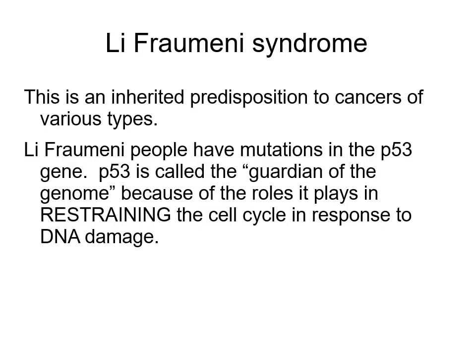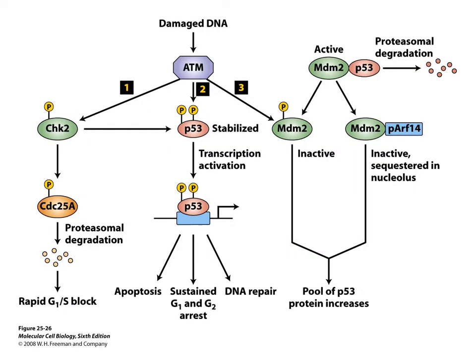So this is an inherited predisposition to cancer. It's not that they're inheriting their cancer, but they have a high likelihood of developing cancer in their life. Not everybody that is born with a P53 mutation necessarily gets cancer, and even if they do, it could be at different times in their life. The roles that this protein plays in restraining the cell cycle in response to DNA damage explain how that particular protein prevents cancer.